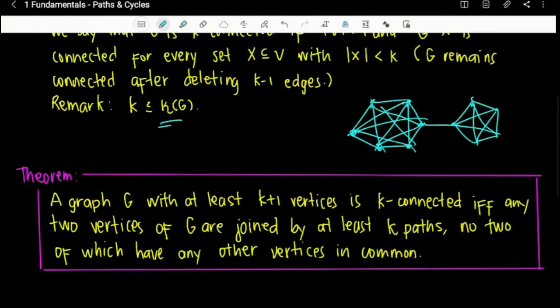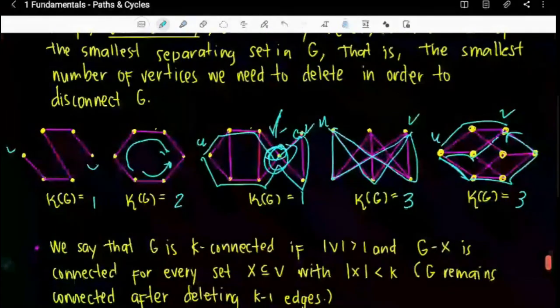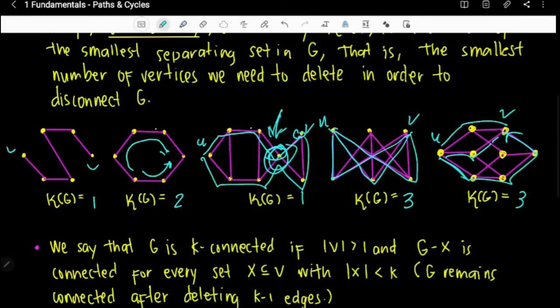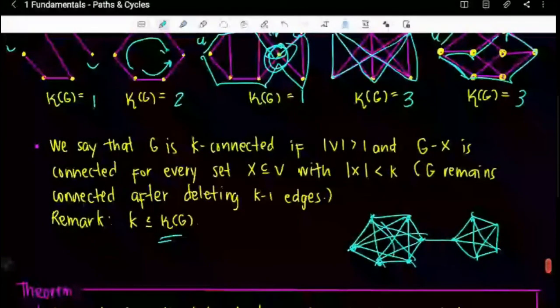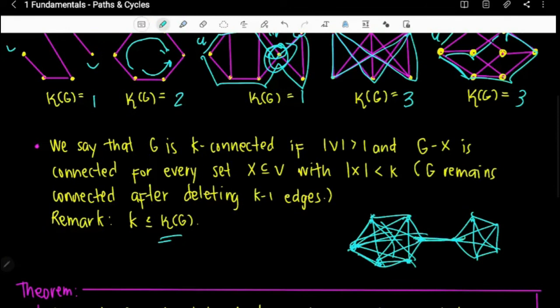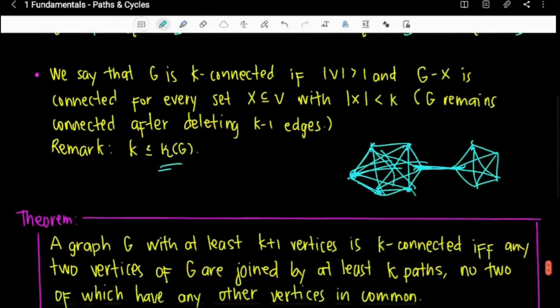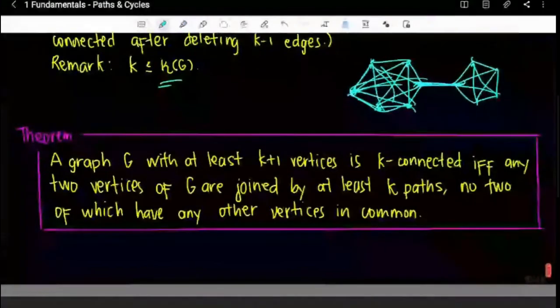So a graph with at least k plus 1 vertices is k connected if any 2 vertices of G are joined by at least k paths, no two of which have any other vertices in common. Again, once na makakita ka na ng cut vertex or cut edge, yung point connectivity mo, always 1. Kasi pagdating doon, kahit gaano pa connected dito, kahit ilang path pa yun, pagdating doon, laging isa lang yung path. Laging yun lang yung path. So, that makes your path connectivity or edge connectivity or vertex connectivity equal to 1. So, that's a very nice theorem.